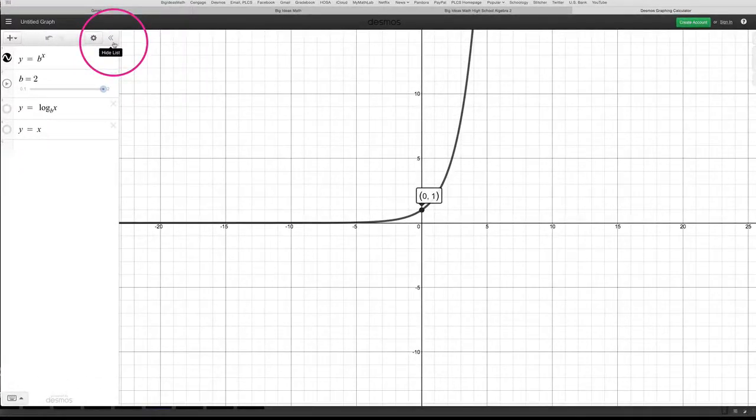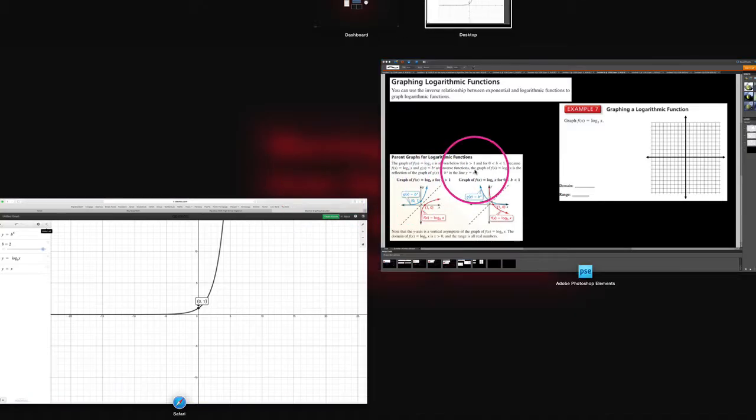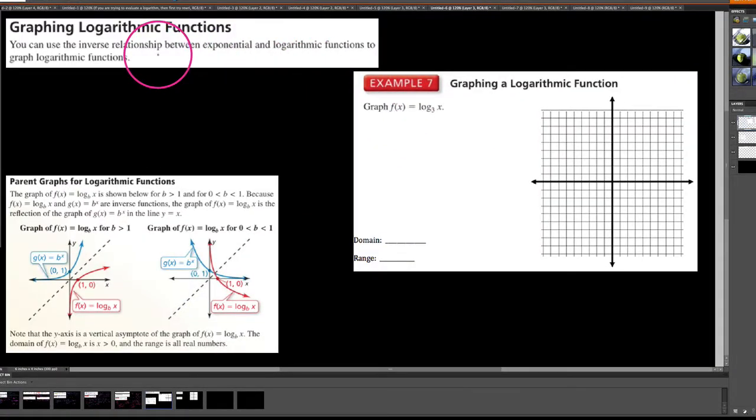Okay, YouTube, in this video we're going to be looking at the graphs of logarithmic functions, or at least we're going to be looking at graphing the logarithmic parent functions and then working from there to transform those. So what we're going to do in order to graph these logarithmic functions at first is recognize the inverse relationship between exponential and logarithmic functions.